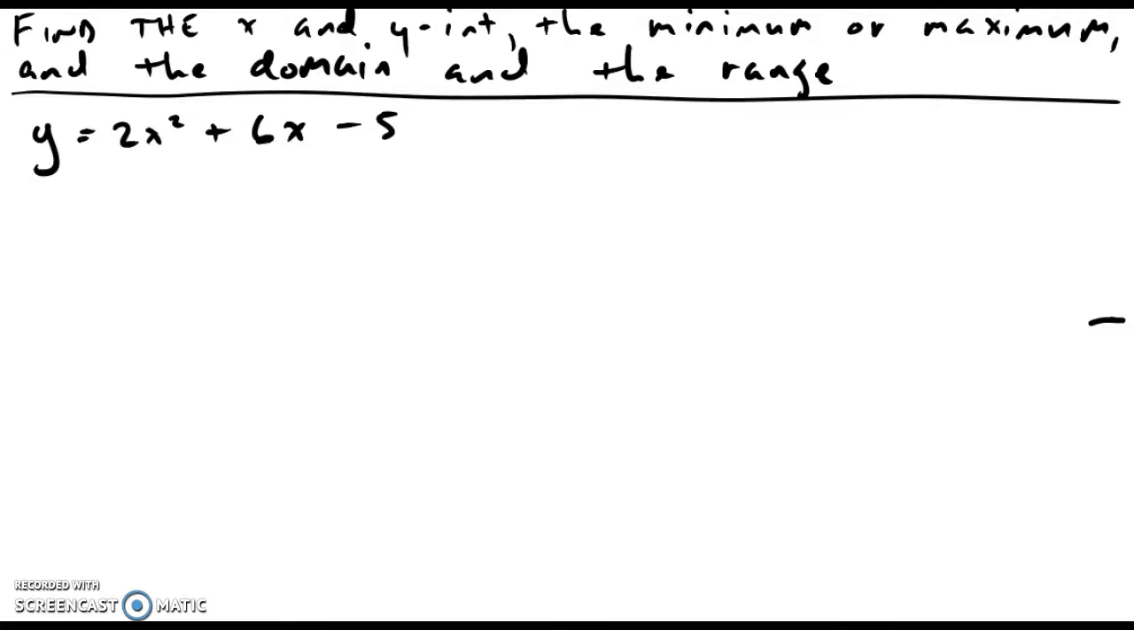Now we're going to find the x and the y intercepts, the minimum or maximum, and the domain and range of this quadratic equation. The first thing we want to do is, well, let's just go in order of the question. X and y intercept, okay? Let's do that first. So let's start out with the x intercepts. And there are two because it's a parabola.